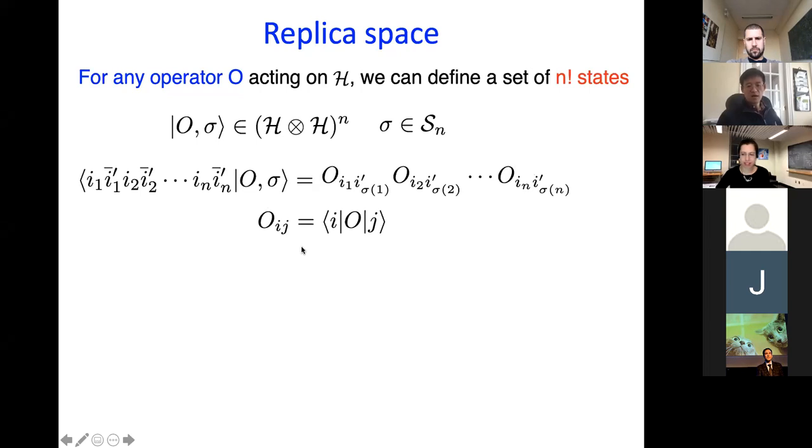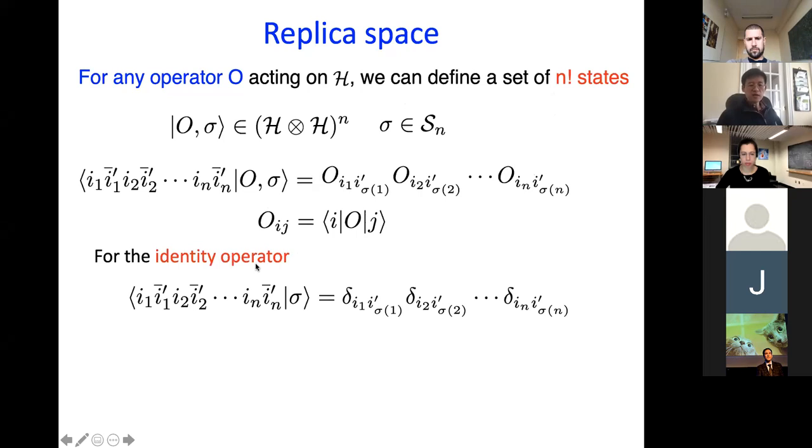The point is that for any operator, you can always associate a set of these n factorial states defined this way. For the identity operator, we just suppress this O and call it sigma, corresponding to a product of Kronecker deltas with various permutations. Then there are two special permutations. One is just the identity, and the other special permutation, which we will use a lot later, is what we call eta. Using the cyclic notation, it means that the nth element goes to n-1, and n-1 goes to n-2, etc.